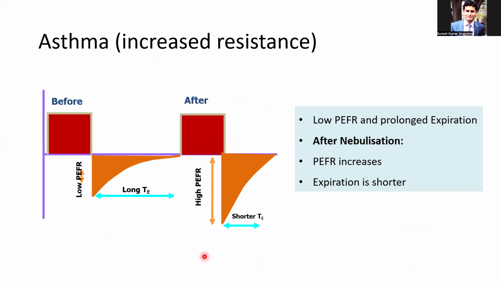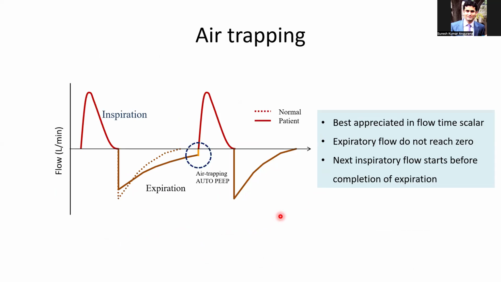We can also see the response to treatment in patients with increased airway resistance. Whenever we give bronchodilators, there will be an increase in peak expiratory flow rate, shortening of expiratory time, and the slope of the expiratory phase becomes steeper. So it indicates that there is a response to treatment. Tapering in the flow time scalar will be seen like this. So the flow is not returning to baseline before the start of the next inspiration. So this is air trapping or auto PEEP.